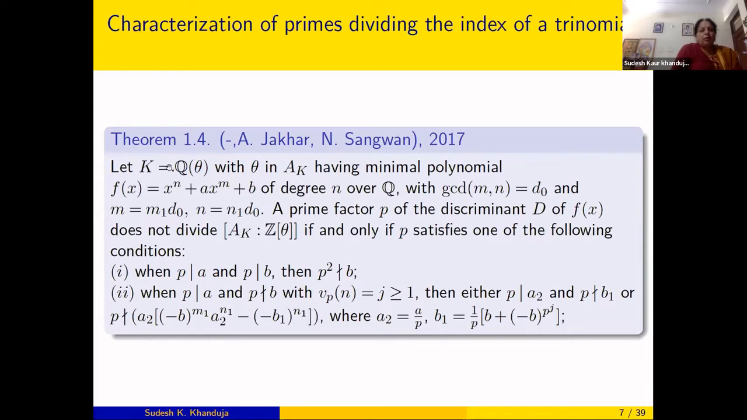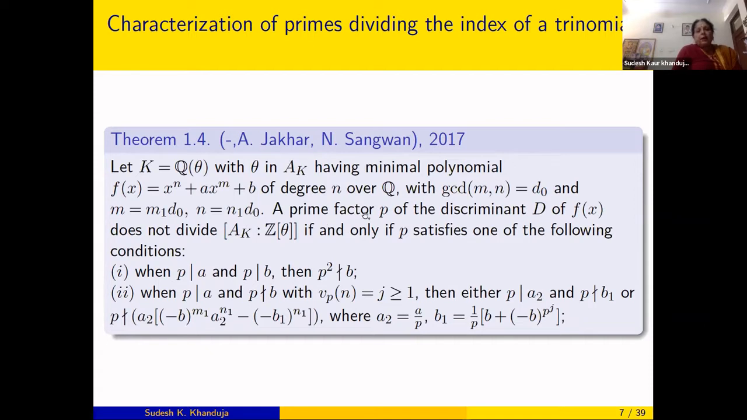So, the characterization of primes dividing the index of a trinomial. For general irreducible trinomials, this question was taken up by Jakhar and Sangwan, my PhD students at IISER Mohali in 2017. Let K equal to Q(θ) with θ an algebraic integer having minimal polynomial, a trinomial x^n + ax^m + b of degree n over Q, and we denote the GCD of m and n by d, and we define m_1 equal to m over d, n_1 equal to n over d.